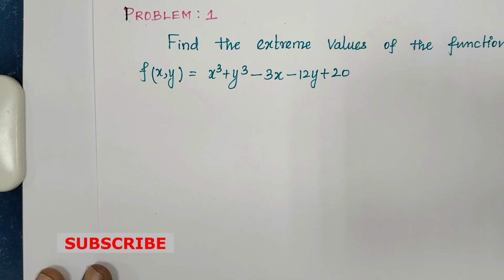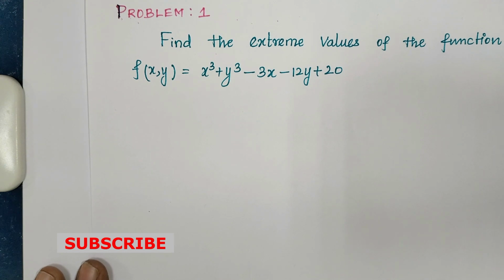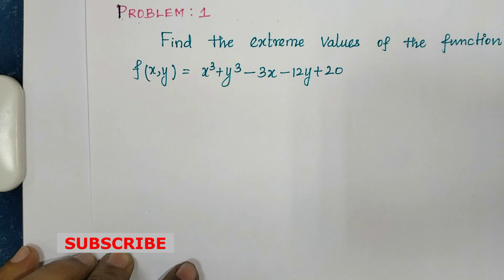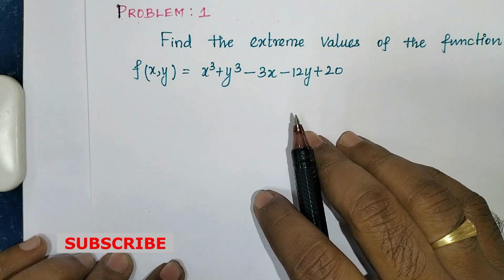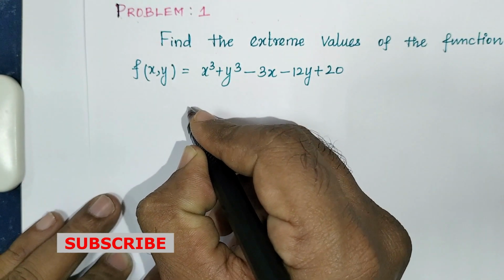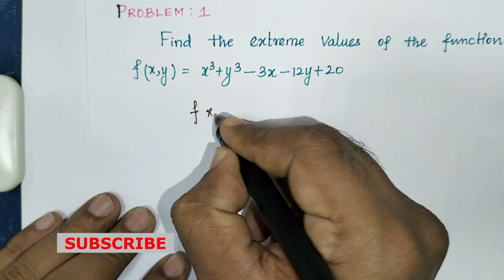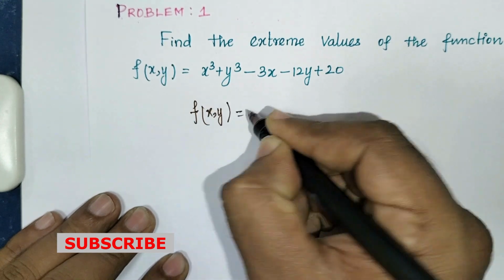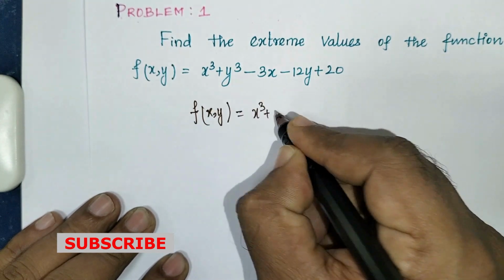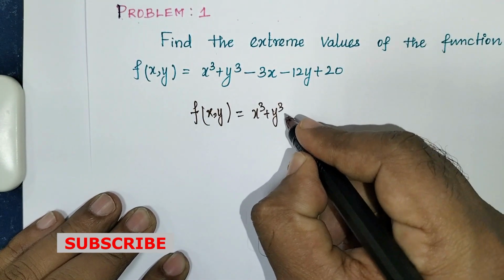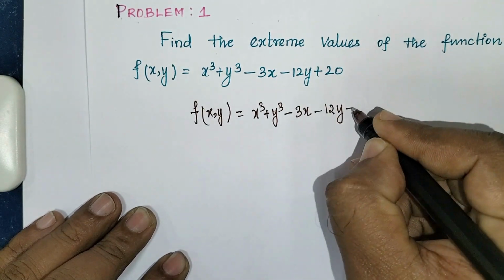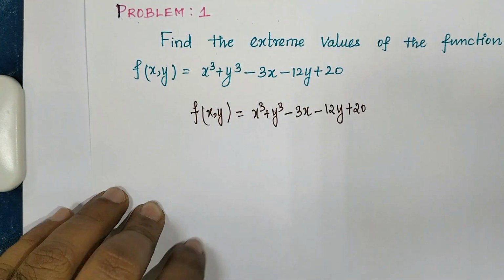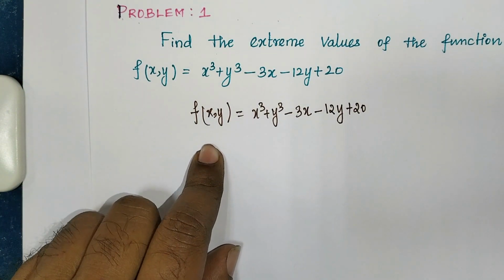So, problem number 1 is: find the extreme values of the function f of x comma y equal to x cube plus y cube minus 3x minus 12y plus 20. So I'll write the function f(x, y) = x³ + y³ − 3x − 12y + 20. Okay, so this is our given equation.